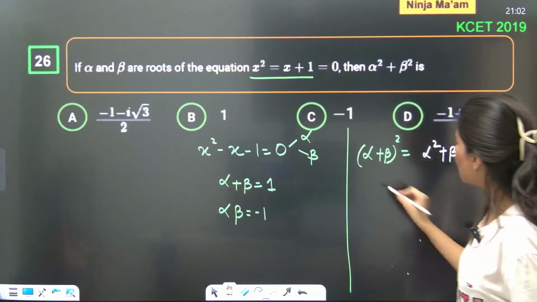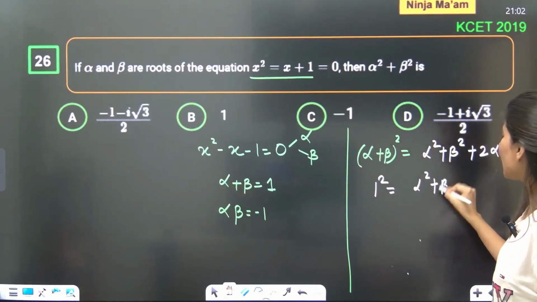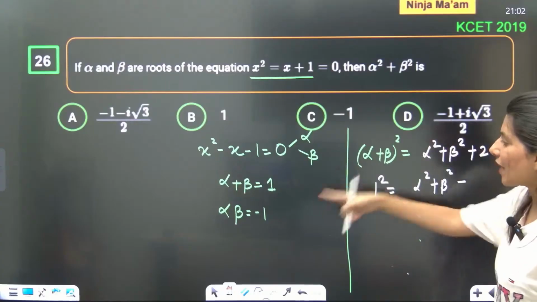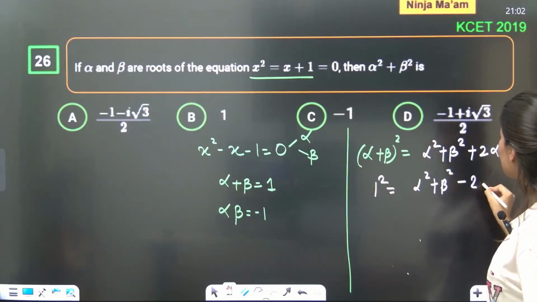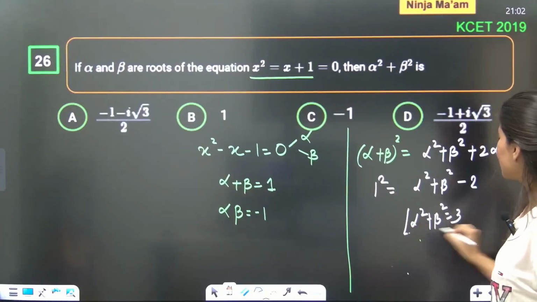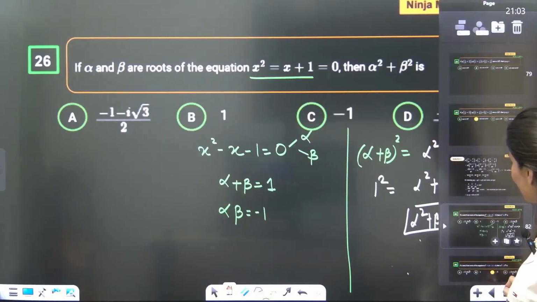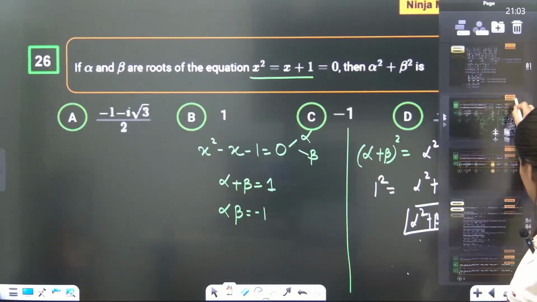Alpha plus beta whole square is equal to alpha square plus beta square plus 2 alpha beta. I am just putting in the values, so minus 2. So alpha square plus beta square, anybody in the chat box, is nothing but 3. So clearly the answer should be 3, but I feel I have made a mistake over here?